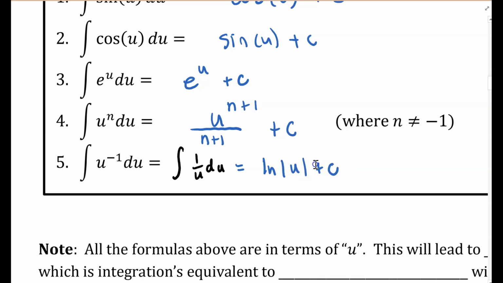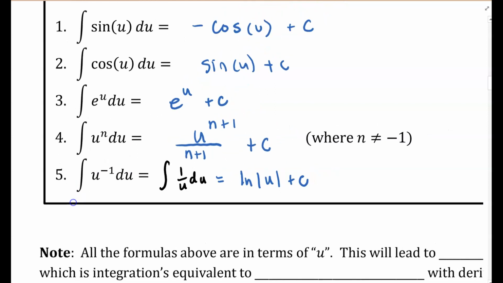And I know that seems like an odd one, and you're like, hey, why don't you just apply the power rule to this? Well, if I apply the power rule, if I add 1 to -1, that's the power of 0, and then I'm dividing by the power of 0, and I don't have those godlike powers. You cannot do that. So u to the power of -1, that has its own special rule. It's 1 over u. That's the natural log of the absolute value of u plus c.